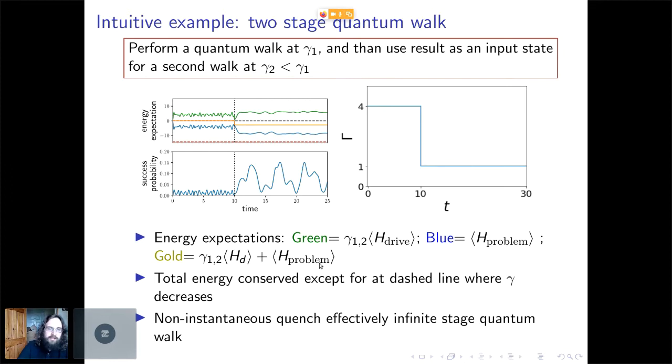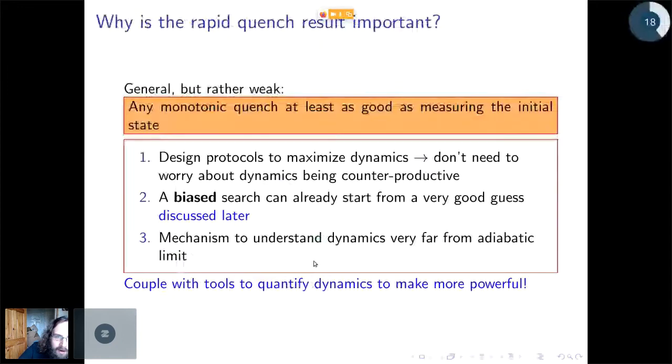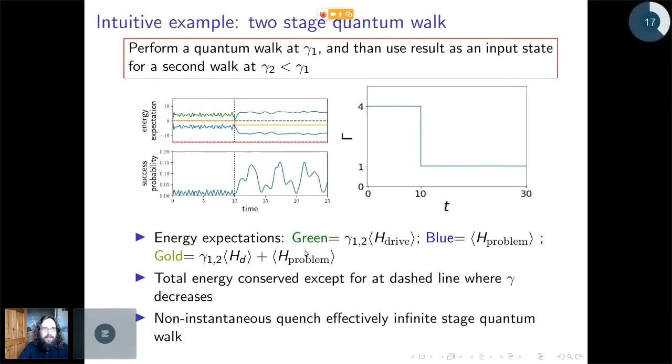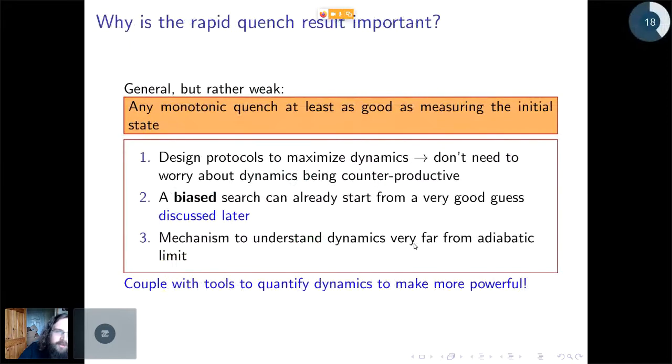So this is sort of the simplest intuitive example. It's nice because rather than thinking about continuously changing, you have just this one discontinuous change to worry about. And it shows you what's happening continuously in a quench when you're changing this smoothly, which I'll talk about later.